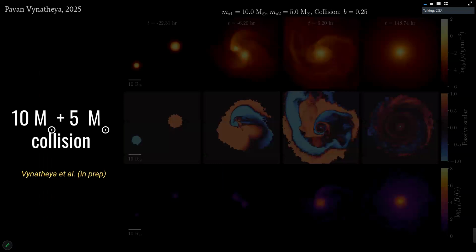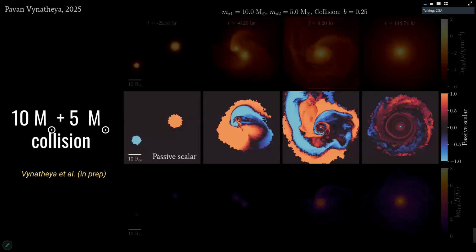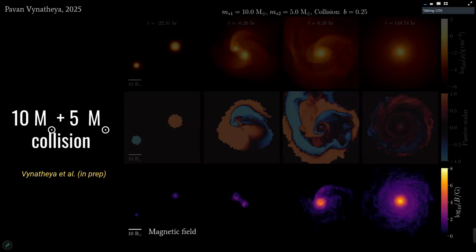Okay, so the same collisions I had before, this is one specific case of a collision between a 10 and a 5 solar mass star, where the collision impact parameter, defined as the ratio of the periapsis distance to the total radius, is 0.25. So it's a very close head-on collision. Not completely head-on, but near head-on. So yeah, density profiles, the passive scalars which we saw before, and what we see here is the magnetic field.